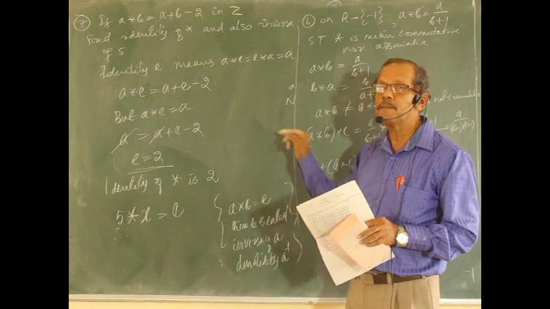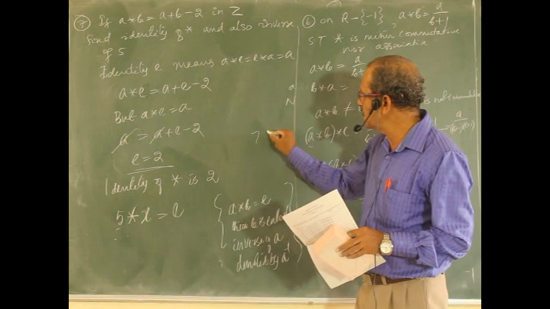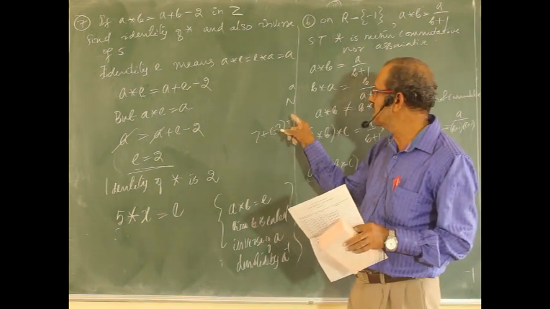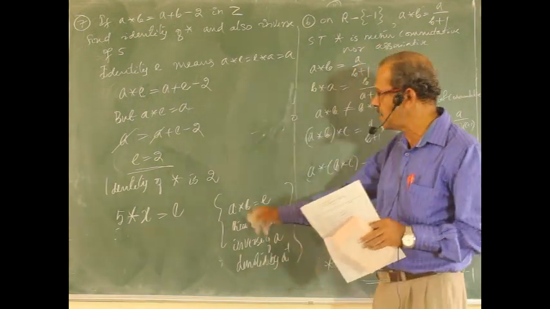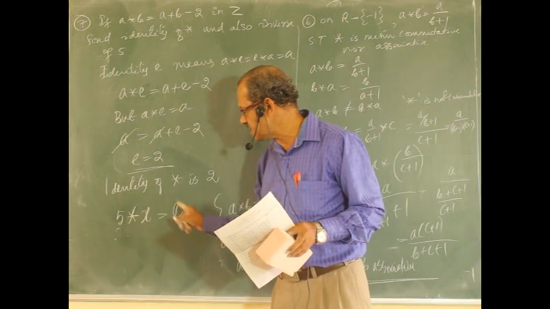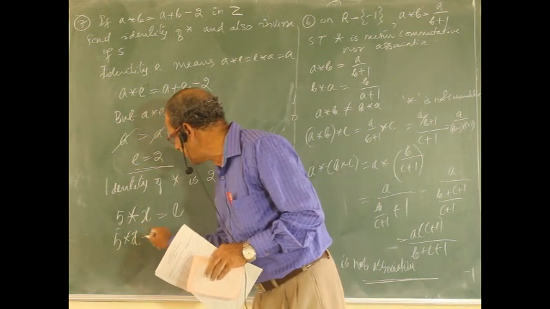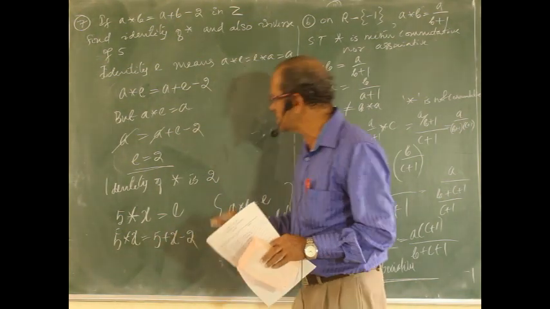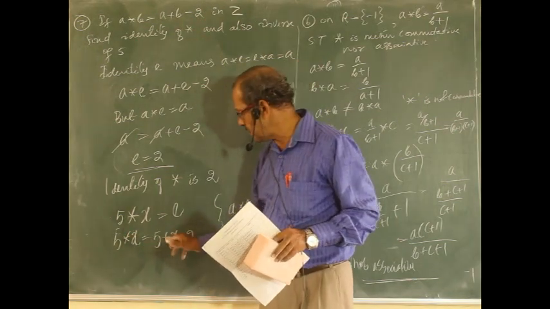Inverse of 5 is 1 by 5 because the product is identity 1. Inverse of 7 is minus 7 because the sum is identity 0. Like this, find the inverse of 5. That means find x such that 5 star x equals identity. But 5 star x is already known. It is 5 plus x minus 2. A star B always A plus B minus 2, sum of these two numbers minus 2.